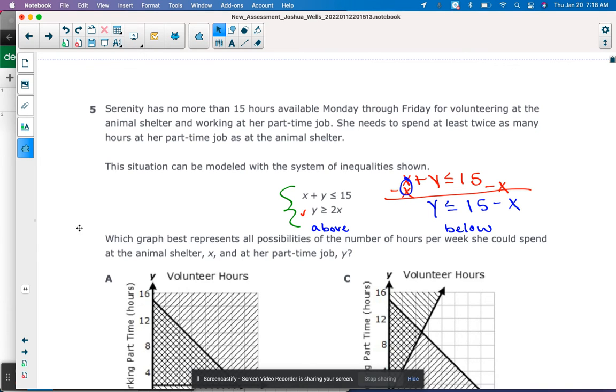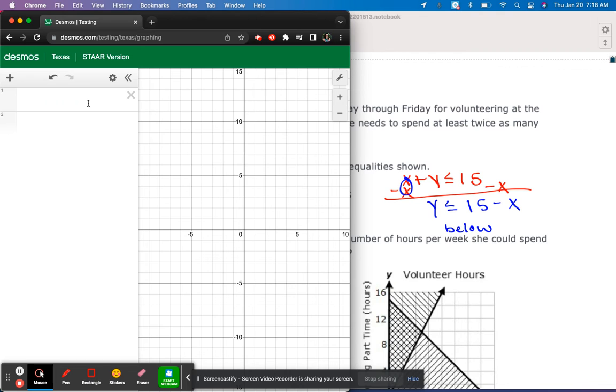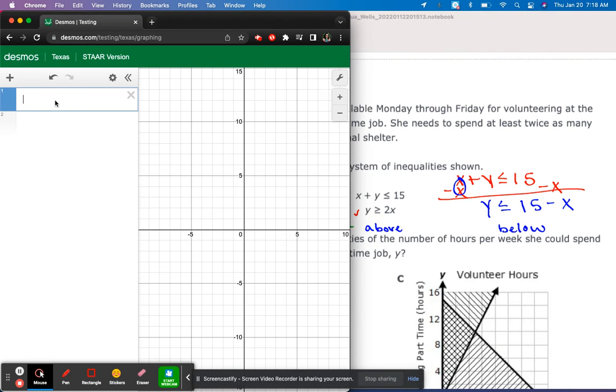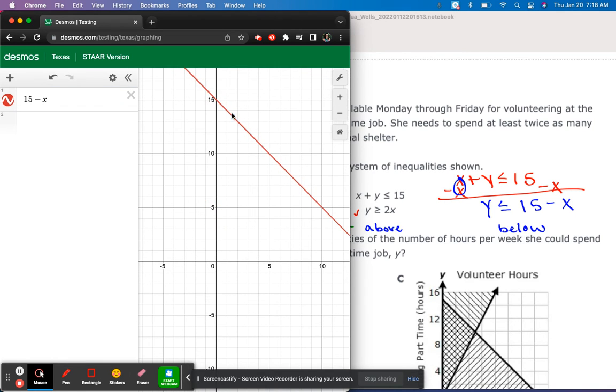So let's go ahead and graph both of these equations. Again, all you have to do is type in the right side. So the first one we have 15 minus x. There's 15 minus x. And the second equation we have is 2x. So that is what both of these equations should look like on the graph.